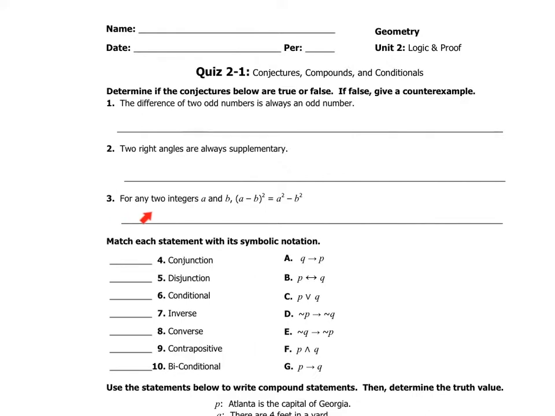3. For any two integers, a and b, the set a minus b squared is equal to a squared minus b squared. Plug in numbers and work it out and see if it's always going to equal each other on both sides. If it doesn't, that would be your counterexample you want to put down.